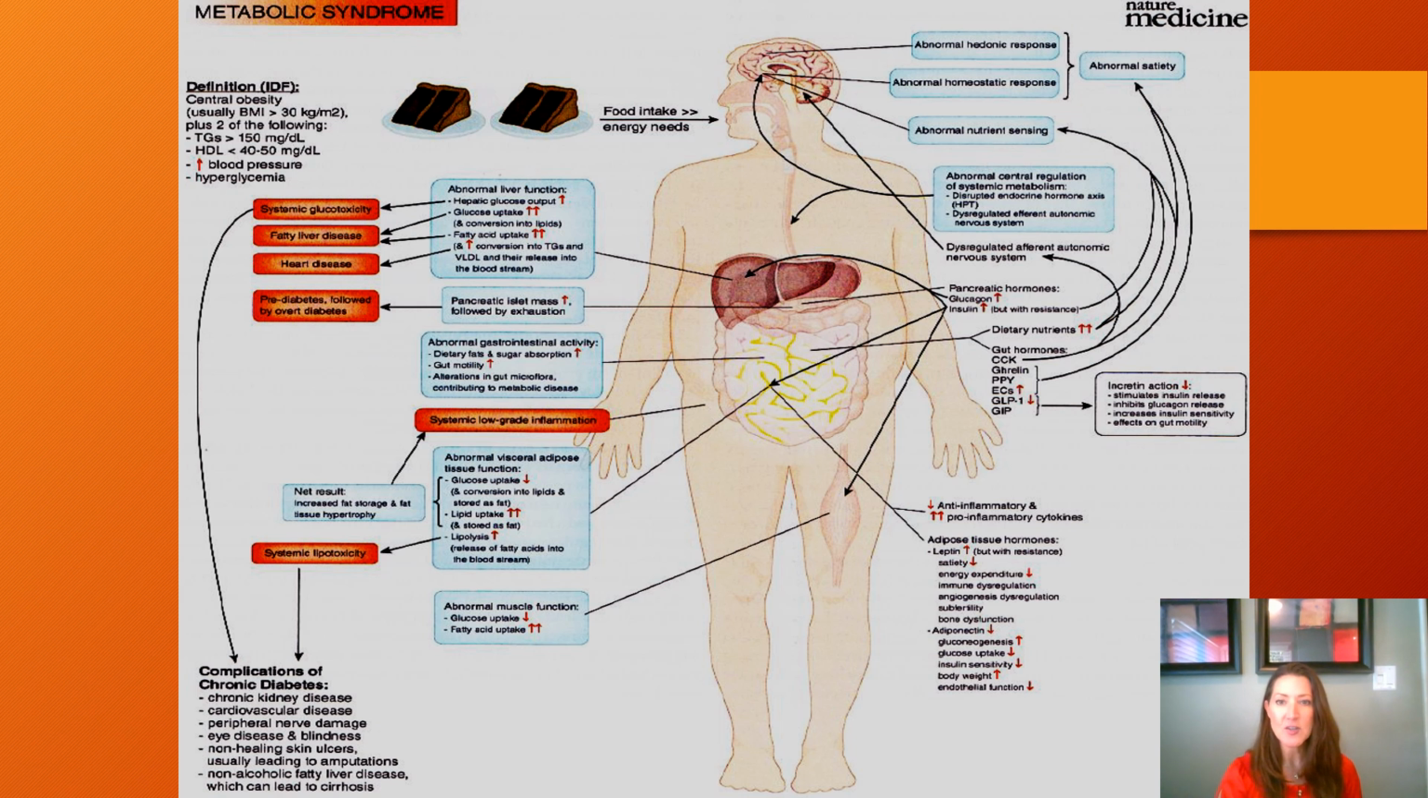And the fat cells, due to the insulin resistance, release more fatty acids, which leads to lipotoxicity or lipid toxicity, which then starts to lead to other organ dysfunction and disease. So that's basically what this slide shows. It's all of this mess of dysregulation.